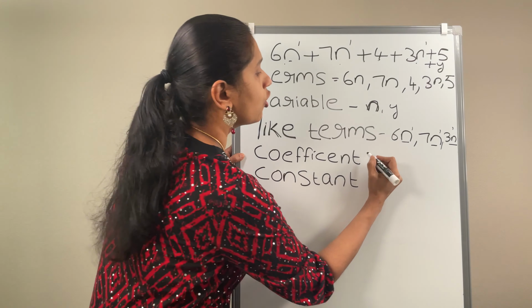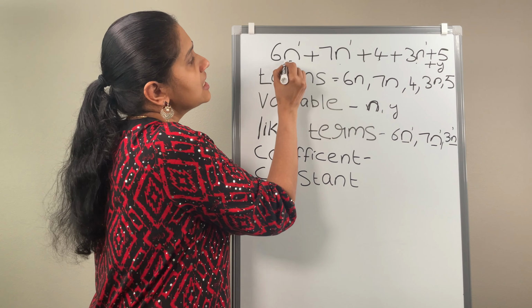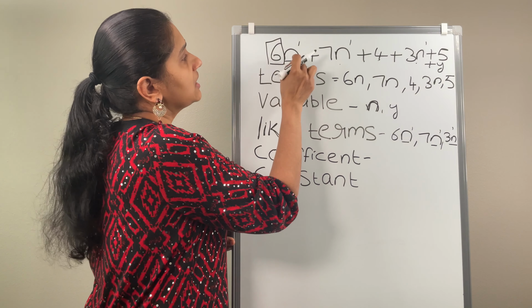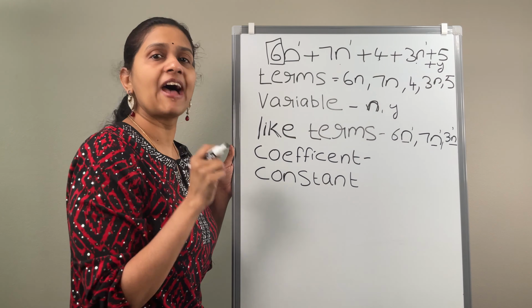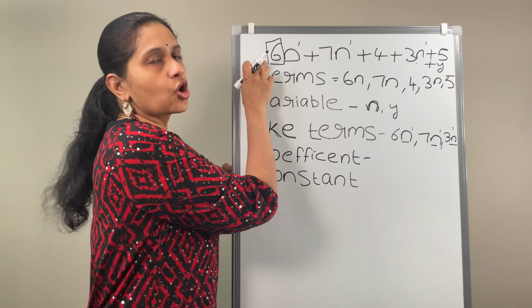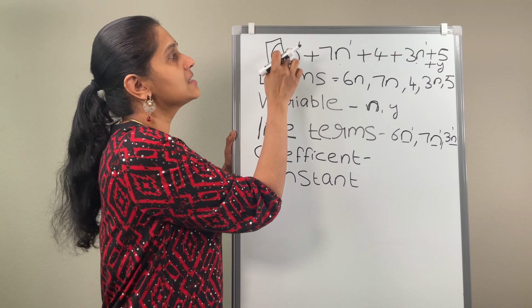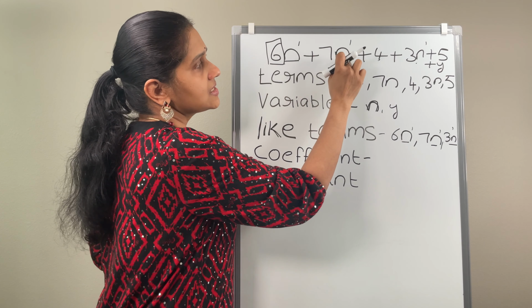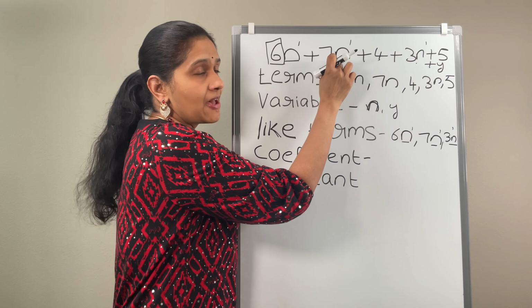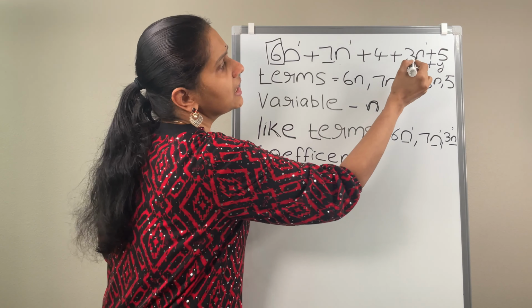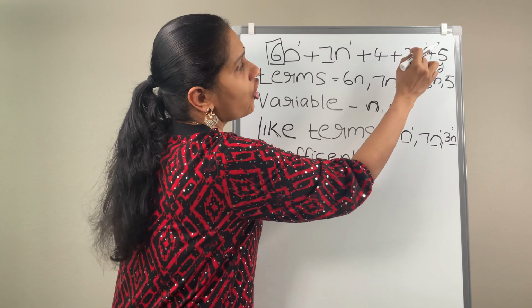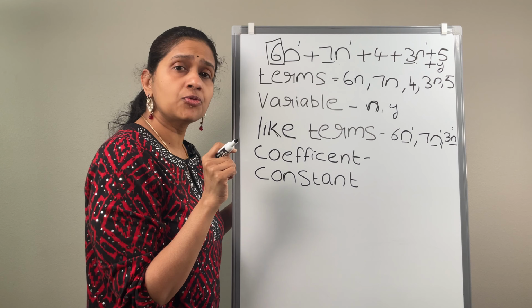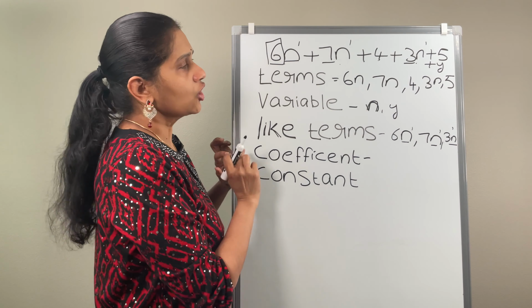Now let us see what a coefficient is. You can see this n is the variable, and this number 6 associated with the n is called the numerical factor of the variable. Numerical factor means the number which is associated with the variable. Consider 7n. The numerical part of 7n is the number 7. Similarly, the numerical factor of 3n is 3. The number which is associated with the variable is called the coefficient.